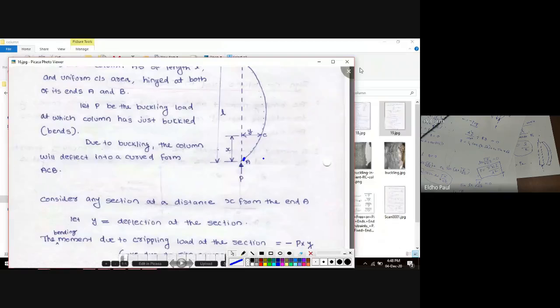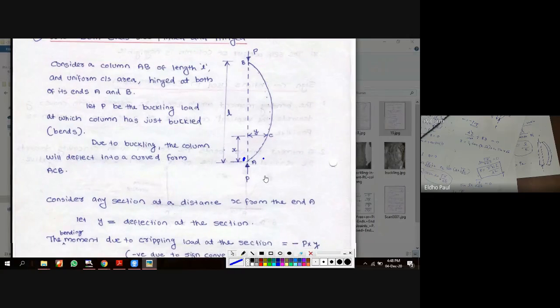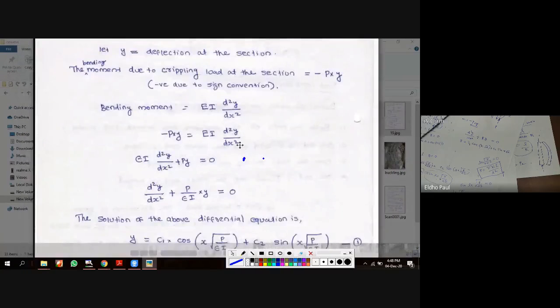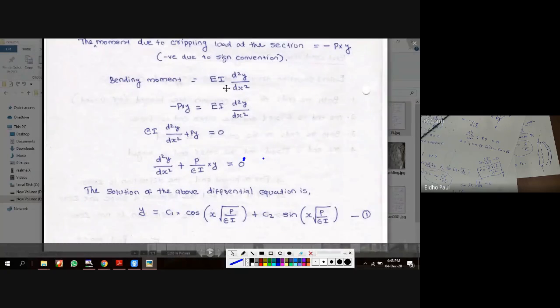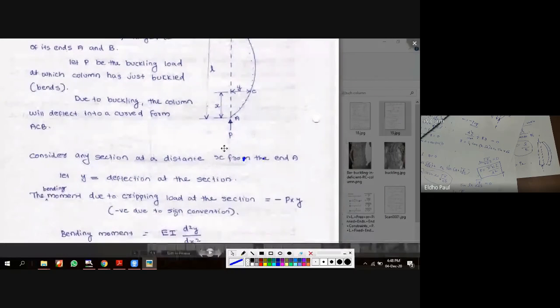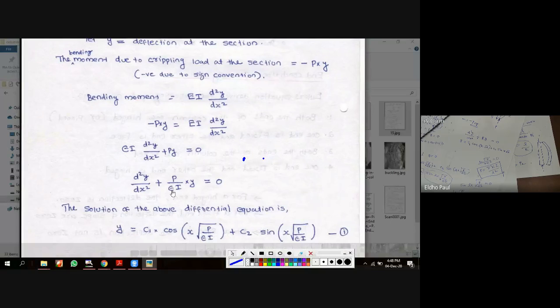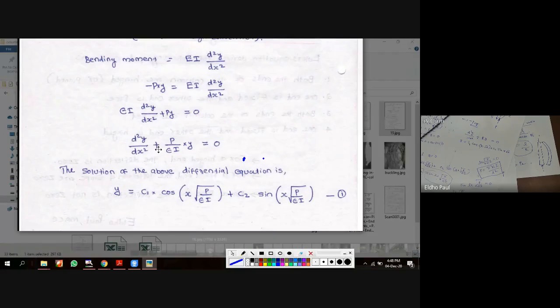So in this equation, this is my beam with the two ends hinged. I apply the deflection equation. At point C, the bending moment is equal to minus P into Y. So substitute minus P into Y for the bending moment, and we change this equation into standard format for getting the solution. And this is the solution.